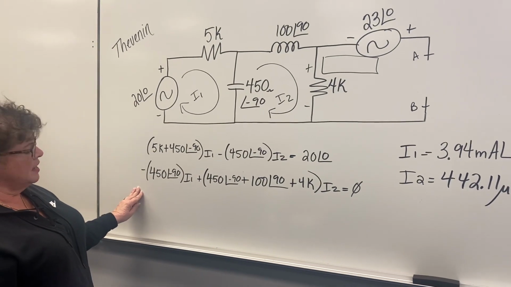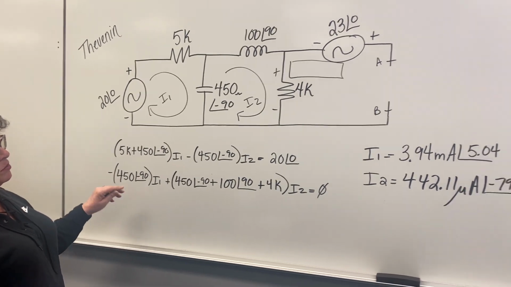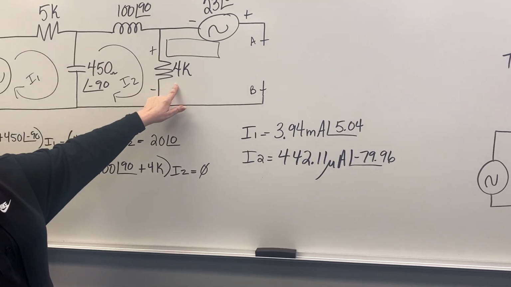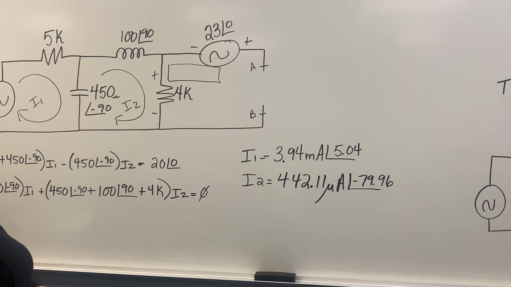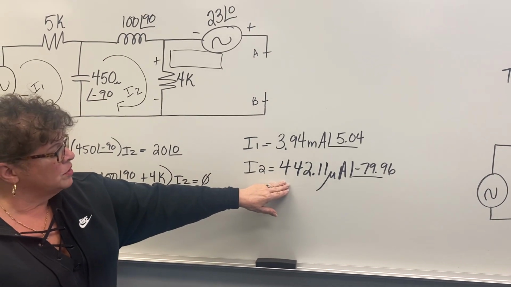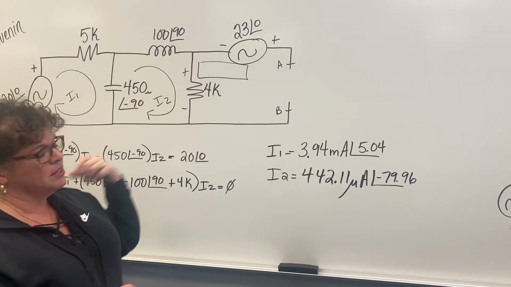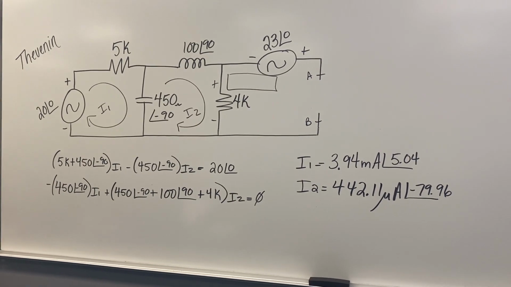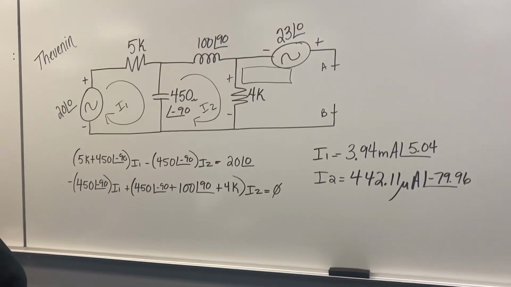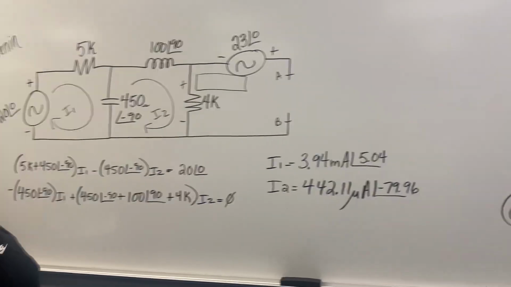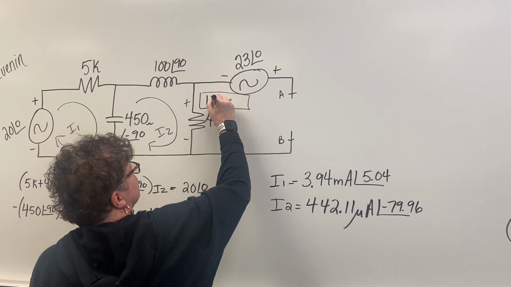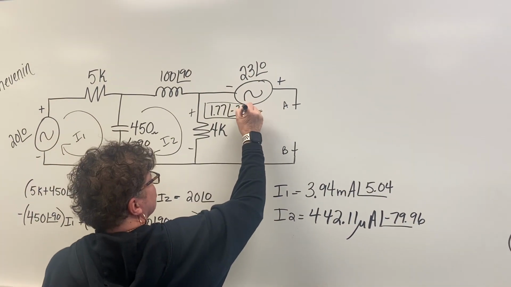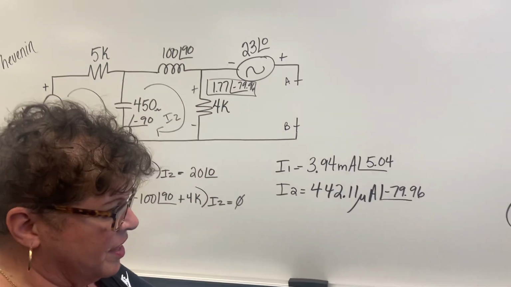When I put these in simultaneous equations, two unknowns, I got I1 and I2. I2 would be the current for this 4K ohm resistor. Once I take 442.11 microamps at that angle times 4K ohms, I get some number. What is the number? What did I get? 1.77 volts at an angle of negative 79.96. I've put it over there before.